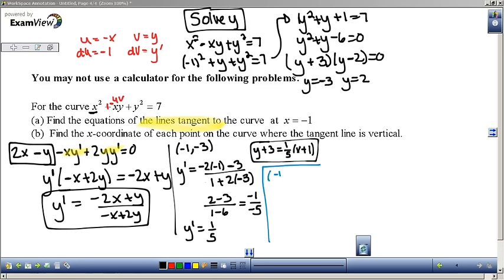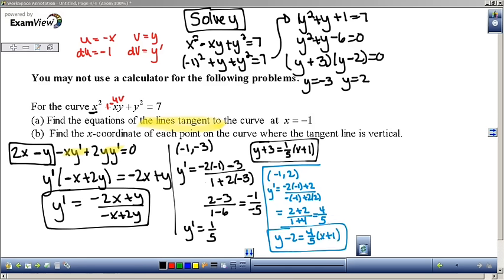So now I'm going to use the point (-1, 2). The same way, I'm going to find my slope, and it's 4/5. So my tangent line is y minus 2 equals 4/5 times (x plus 1). Part B is asking us to find where the tangent line is vertical. Where the tangent line is vertical, that means that my slope does not exist, or the derivative does not exist, because the slope of a vertical line does not exist.